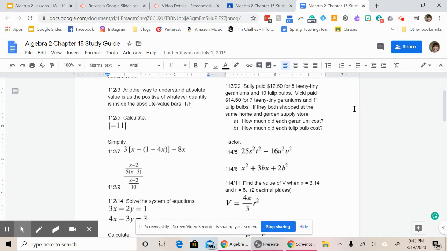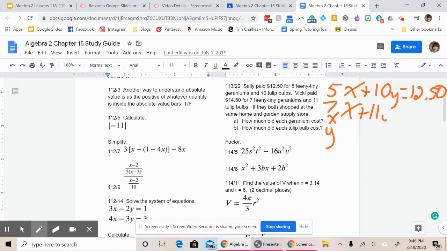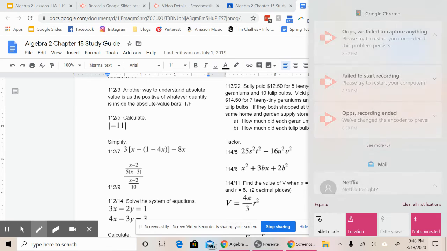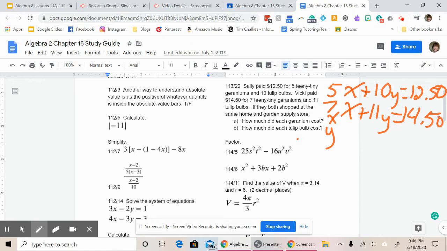Two equations. I will even write them out. Let's see, what would it be? If we let the geraniums cost X and the tulip bulbs cost Y, looks like it would be 5x plus 10y equals 1250. And the other equation would be 7x plus 11y equals 1450. You can use the app on your calculator to solve these, and you would probably want to leave your answer as decimals because we're talking money here.